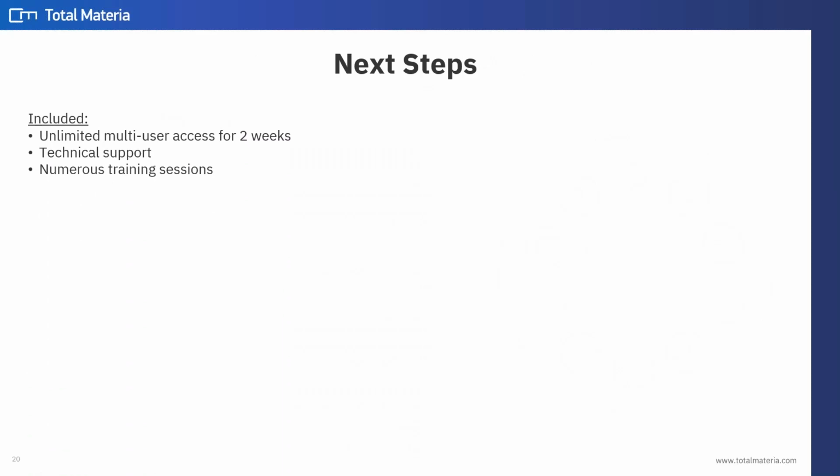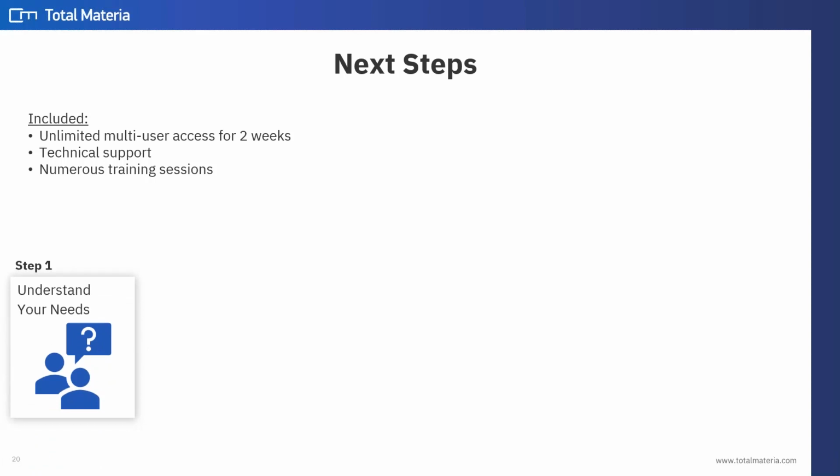So here are the next steps. We actually offer unlimited multi-user access for 2 weeks as a trial period, included with technical support and numerous training sessions. So the first step would be, of course, understanding your needs and to see, with all these different capabilities that we have, how could we help you specifically with your problem? Is it finding materials right away, finding global equivalents, checking if a material is instantly compliant, so you don't waste time and also money if it's not?